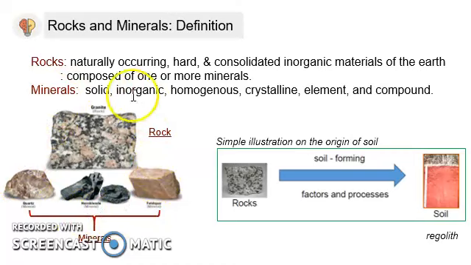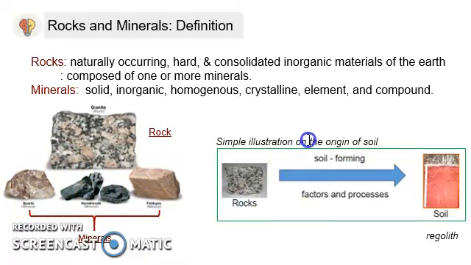Here is an example to better understand and imagine the differences of the two terms. So we have here a rock, specifically granite. This is granite. And granite is composed of minerals which are quartz, hornblende, and feldspar.